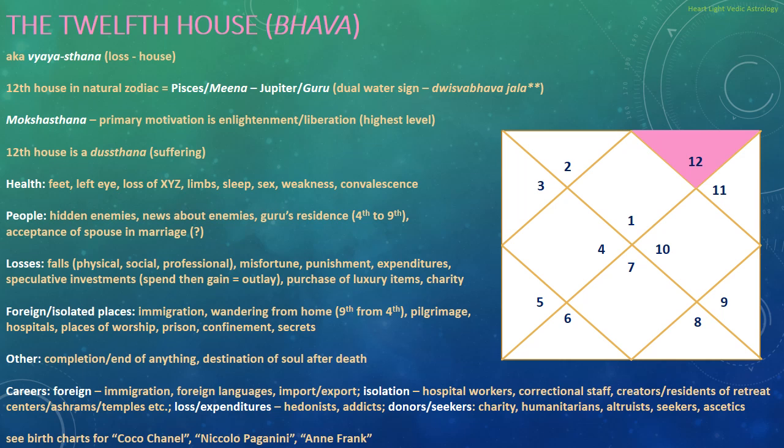So again, this is the house of losses. All kinds of losses can be seen here. There can be falls, physical, social, professional. So any kind of fall or loss, misfortunes generally. This can be punishment, potentially, expenditures of all kinds.